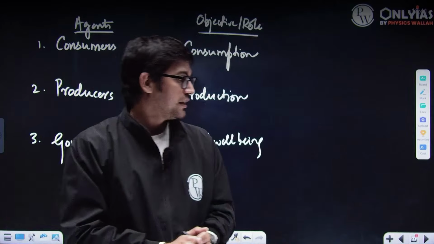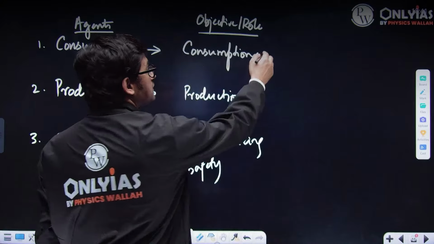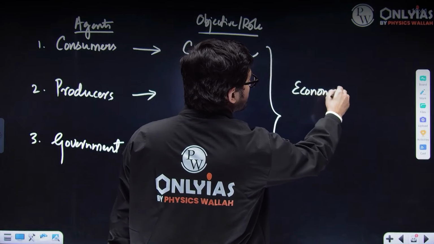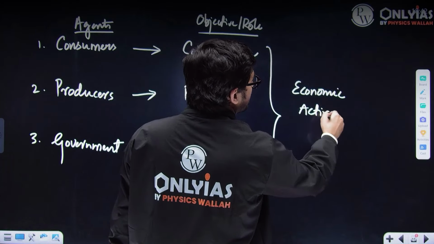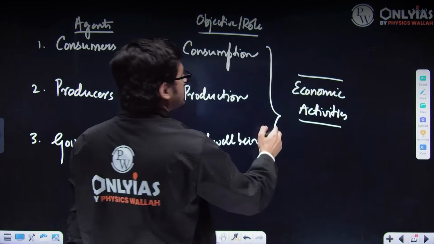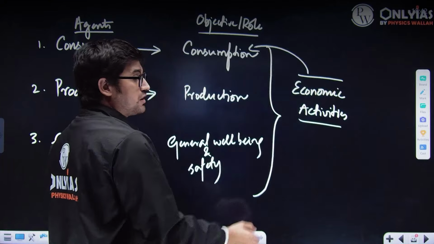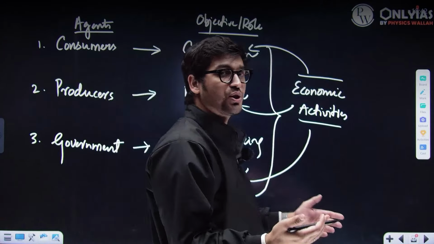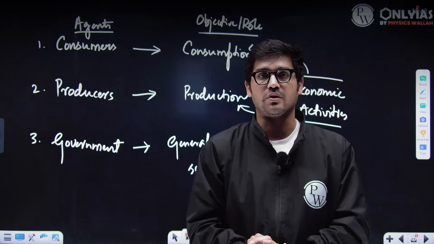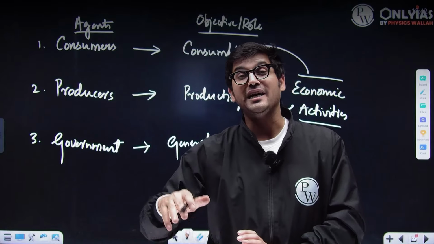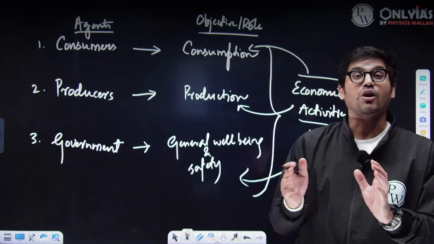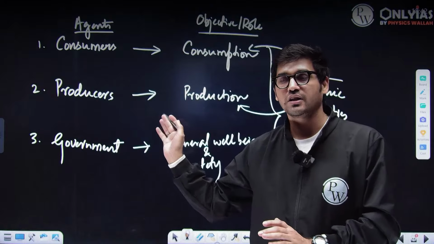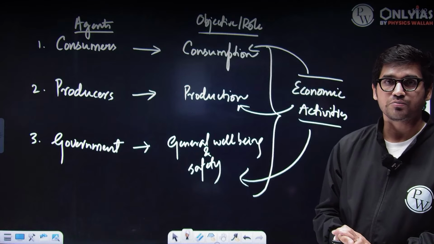You can also say that economics is the study of these three kinds of economic activities. The economic activity of consumption, the economic activity of production, the economic activity of distribution and redistribution of resources. This could be another way that you can define economics as an academic discipline. Consumption, production, general well-being and safety.